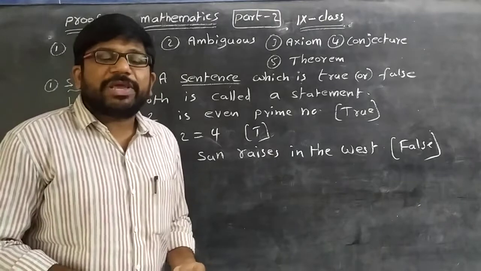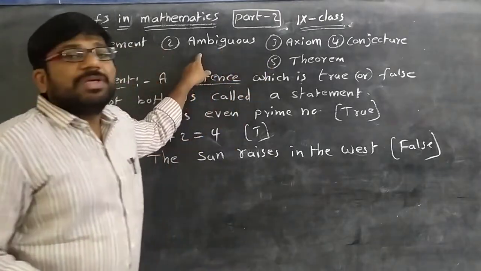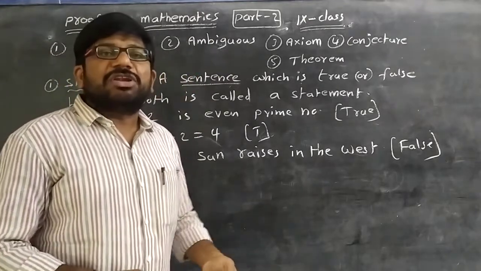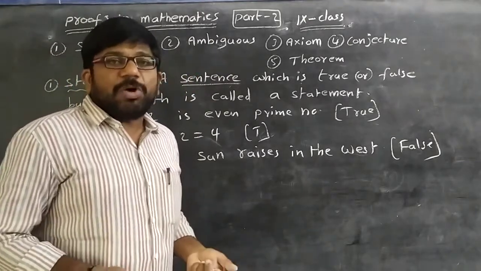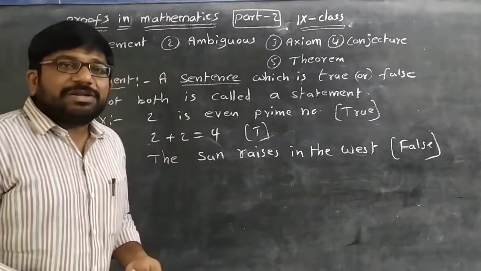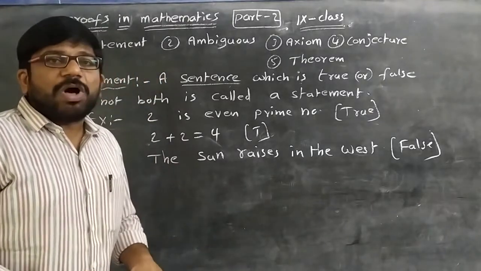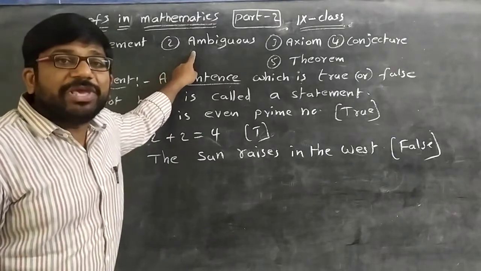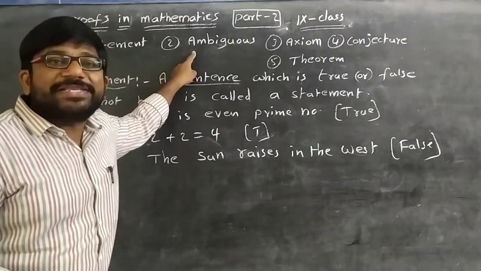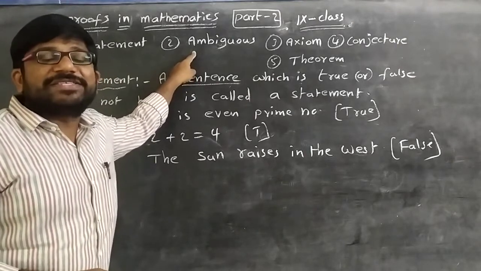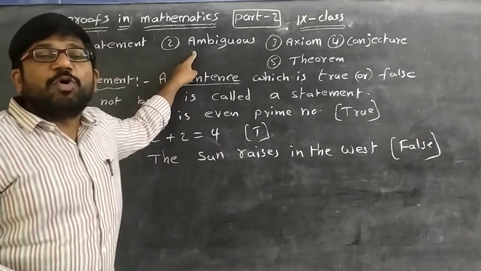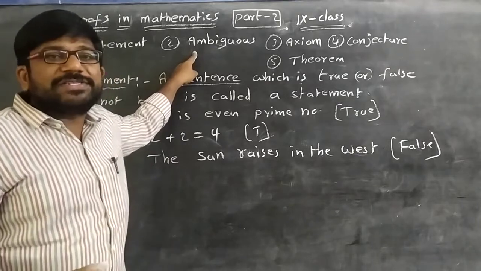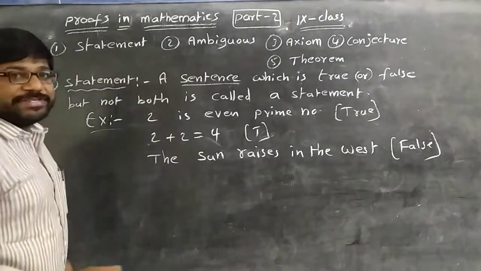Otherwise, what do we call it? Ambiguous. Ambiguous means not clear, not decided whether it is true or false. A statement is either true or false, otherwise that is called ambiguous. Ambiguous means open sentence. Open sentences are not clear and not decided whether they are true or false. Some more examples.